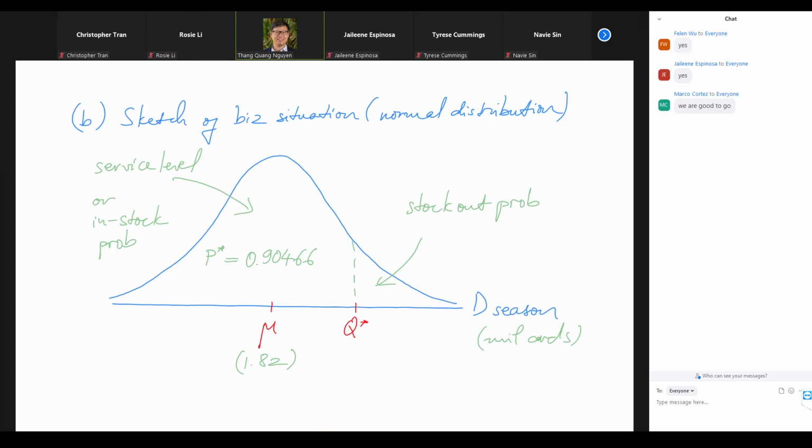Right. We try to carry the Q star so that we will have that optimal service level, and with that, we expect to maximize our profit for the upcoming season. By the way, the Q star, you can label that as a number like this, right? Because we already calculated it earlier. Okay, so that's part B. Part B is just an illustration of what is going on in part A.